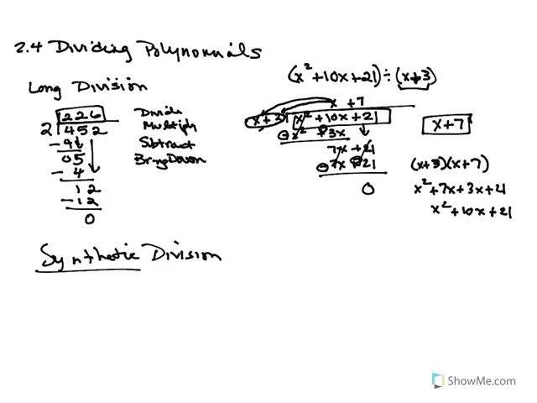So let's look at the problem that we already had. We had x squared plus 10x plus 21 divided by x plus 3. With synthetic division, first of all, you create what is called a shelf number. Your shelf number comes from the divisor.